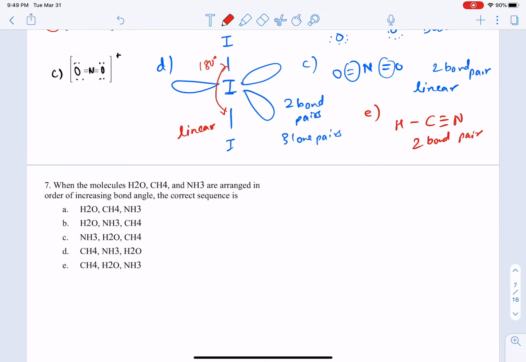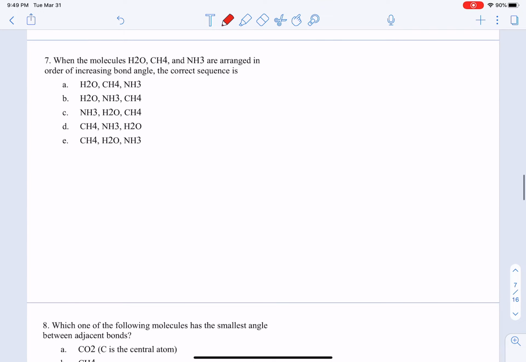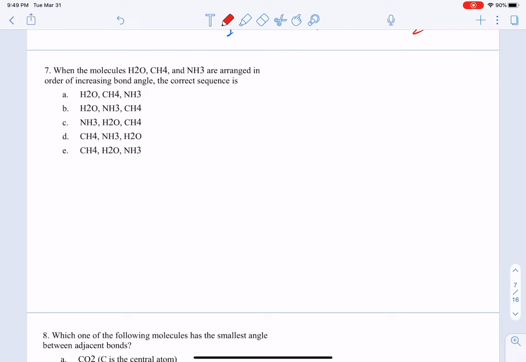Here we go. When the molecules H2O, CH4 and NH3 are arranged in order of increasing bond angle, the correct sequence is. So what we are focusing on right now is 3 molecules, H2O, CH4, NH3, and increasing bond angle. So we have to compare their bond angles, the correct sequence for that. So what we can do is first make the Lewis structure and see what we have. The molecular structure can be known. So let's go first with H2O. I'm not going again and again in the same method. You will use the same technique to form the structure.